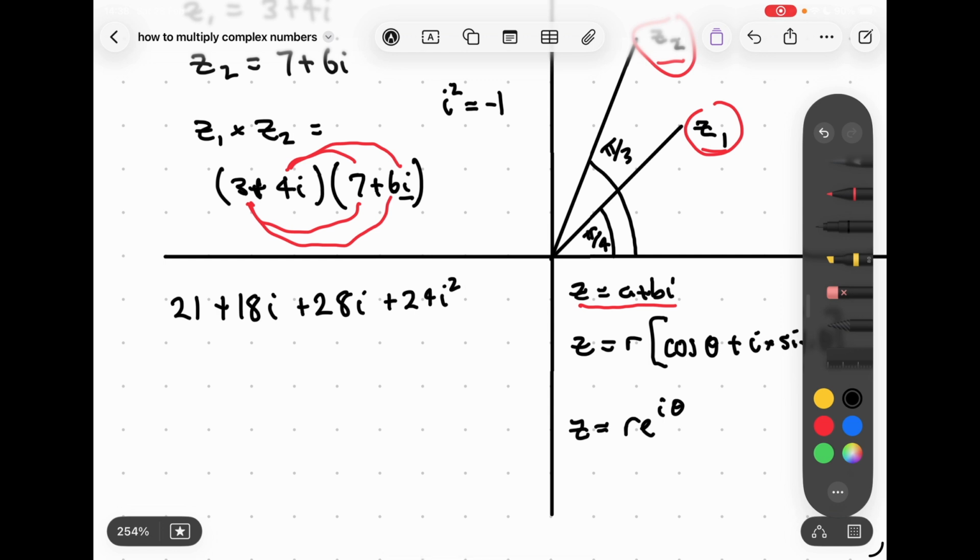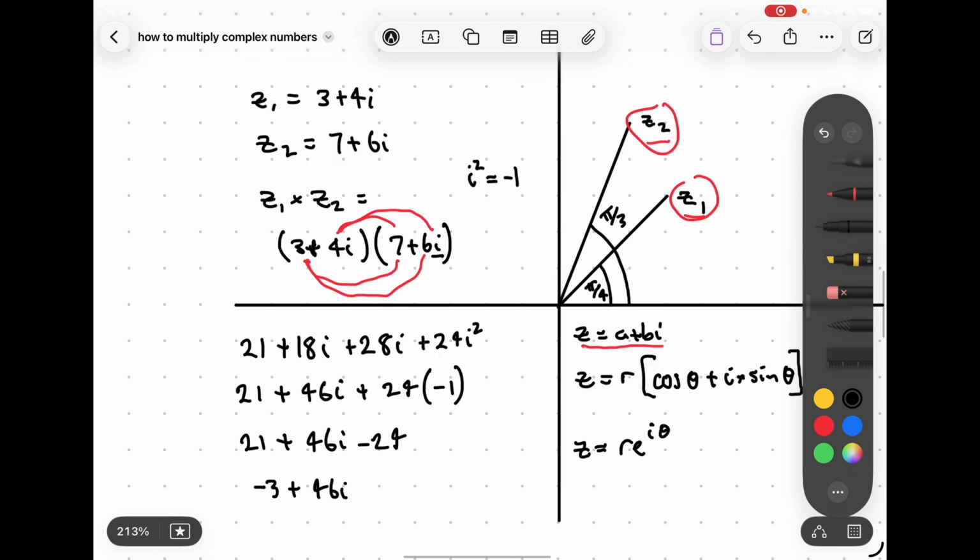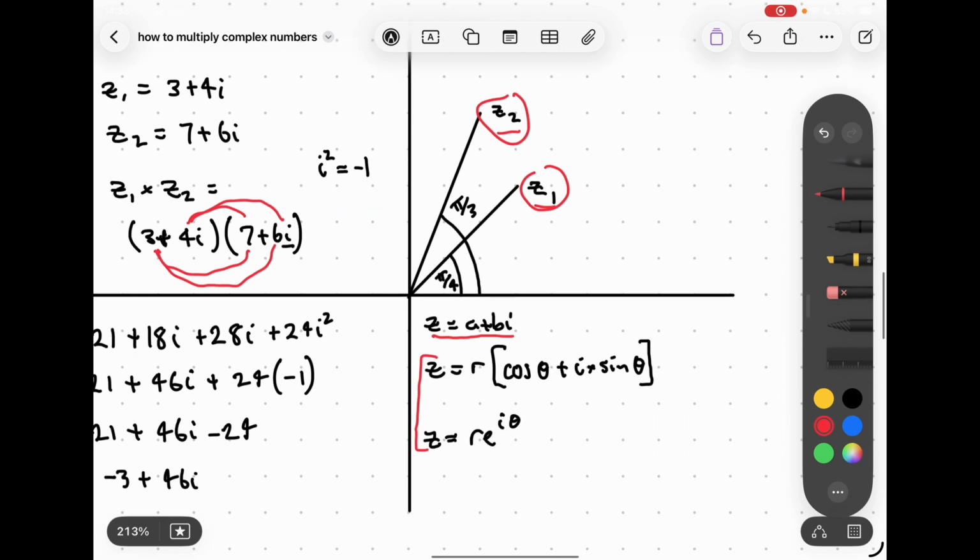So, simplify: 21 plus 18 plus 28 is going to be 46. And then i squared is -1, so this is going to be plus 24 times -1. And we're going to get 21 plus 46i minus 24. So we're going to get -3 plus 46i, Cartesian form like that.